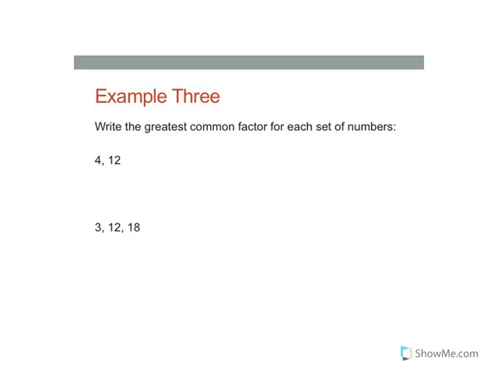Now finally, we're going to find the greatest common factor for each set of numbers. So, just like we did before, first we need to find the factors of each set of numbers. For 4, we have 1 and 4, and then I know that 2 times 2 is 4, so 2 is one of our factors. For 12, we have 1, 12, 2, and 6, and we know that 3 times 4 is going to equal 12.